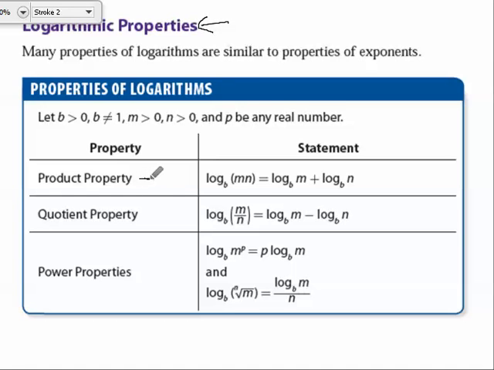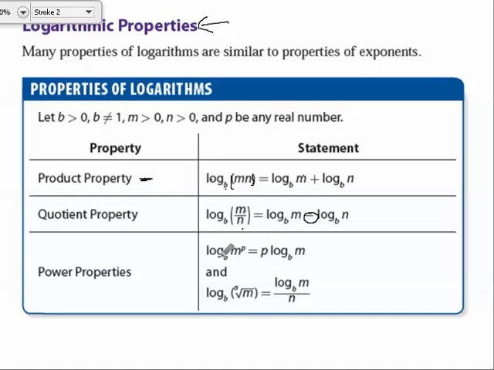The product property works a lot like the exponents. If you've got something inside of the log, so log base something, multiplying two things together, that's actually equal to adding the logs together. So I could say log base b of m plus log base b of n. Those two would work very easily. The quotient property, if I've got it dividing, I'm subtracting their logs.